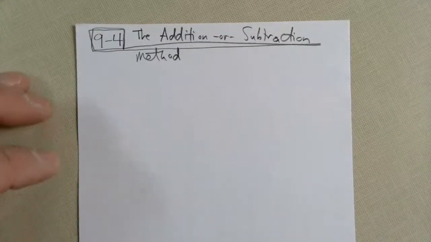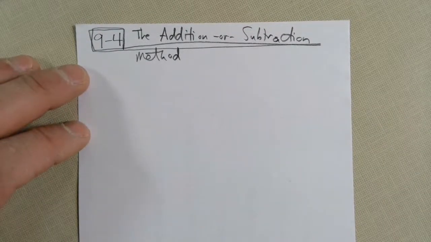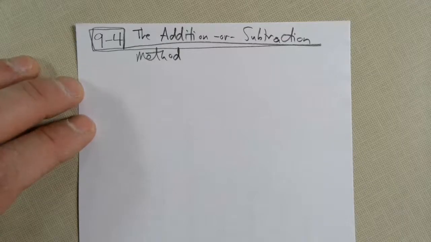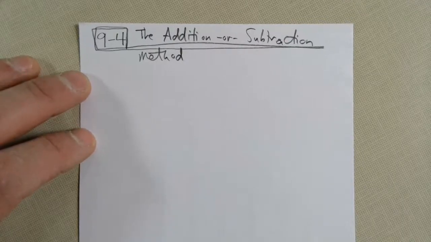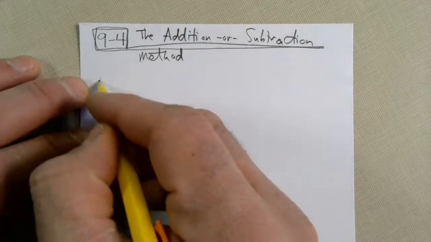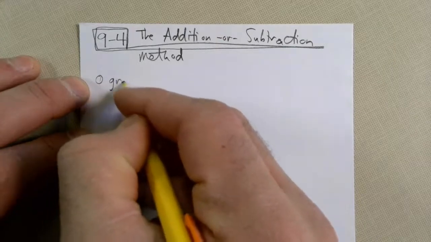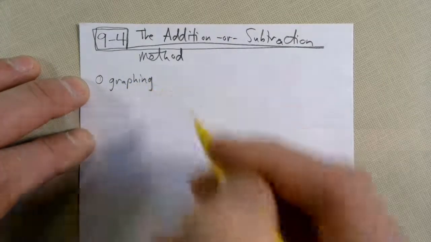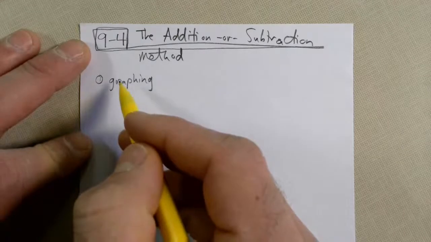Okay, you guys, lesson 9.4, the addition or subtraction method. We are still working on solving systems of linear equations with two variables. So far, we've learned to solve them by graphing. And you have to graph very carefully. We don't normally do that, but it will work.